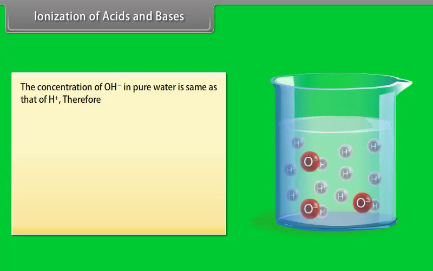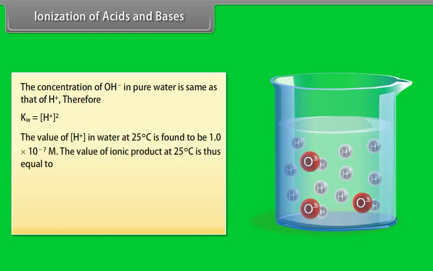The concentration of OH- in pure water is same as that of H+. Therefore, Kw is equal to [H+] squared. The value of [H+] in water at 25 degrees Celsius is found to be 1.0 times 10 raised to the power minus 7 M. The value of ionic product at 25 degrees Celsius is thus equal to 10 raised to the power minus 14 M squared.